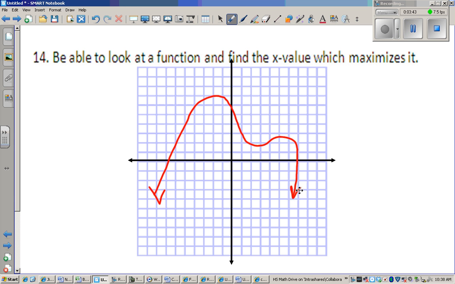Now that's bent back a little bit. Not such a good picture, but you get the idea. What's the highest point on this function? Right here. What's the x value? -2. That's all. Tell me what x value gives you the highest y value.